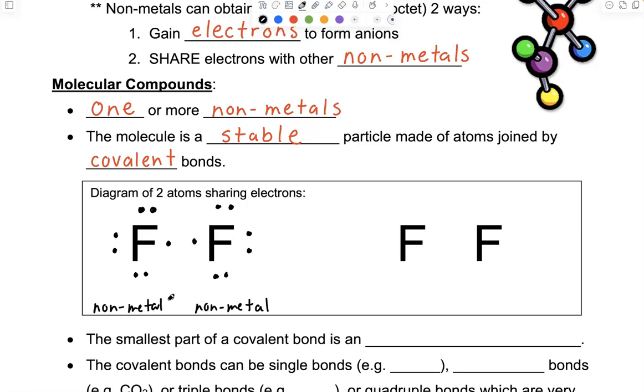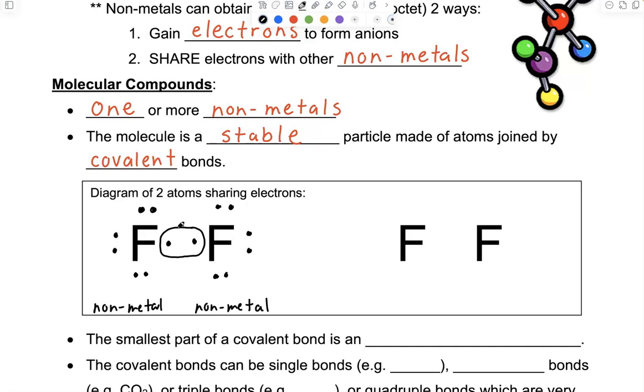Now because these are two non-metals, you can think about them as being very similar. Think about them as siblings. When they're the same, they're going to want to share with one another. So these single electrons will be shared. This fluorine will have 1, 2, 3, 4, 5, 6, 7, 8, so that will be stable, having the full octet. This fluorine will also have 8, so this will also be stable.